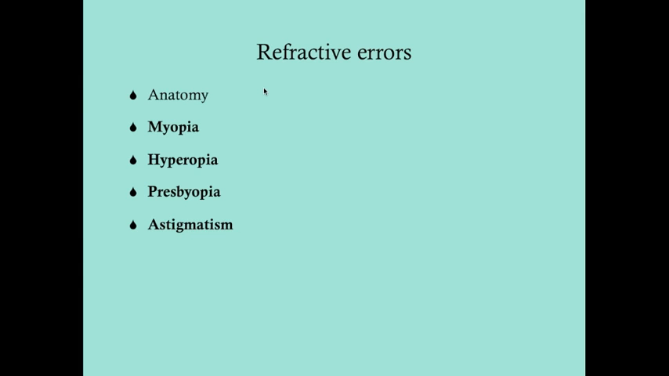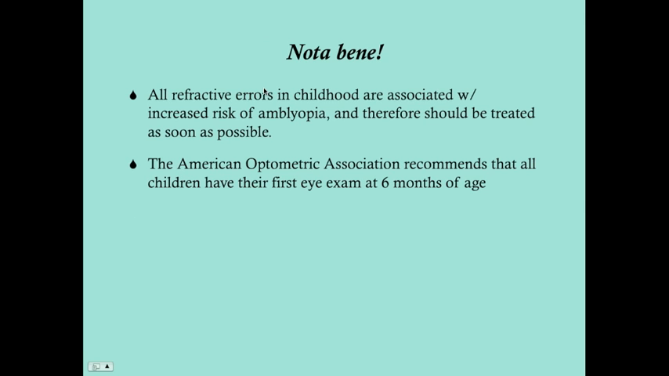Let's go ahead and just note some basic facts here. These are really important that I want you to know both for clinical practice and for the test. So all refractive errors in childhood, basically any visual deficit, leads to an increased risk of amblyopia, which is a permanent deficit. And so that's why it's extremely important that all of these are treated as quickly as they are diagnosed.